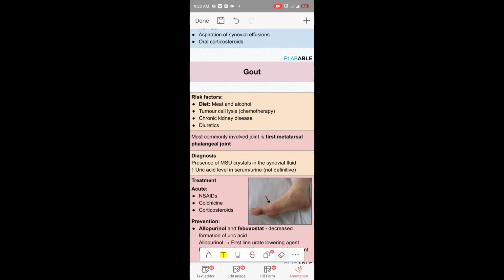Okay, that is gout. Most of the time it is the first big toe that is involved, the second joint most commonly involved could be the ankle, and sometimes the knee joint is also involved. Okay, that is gout.